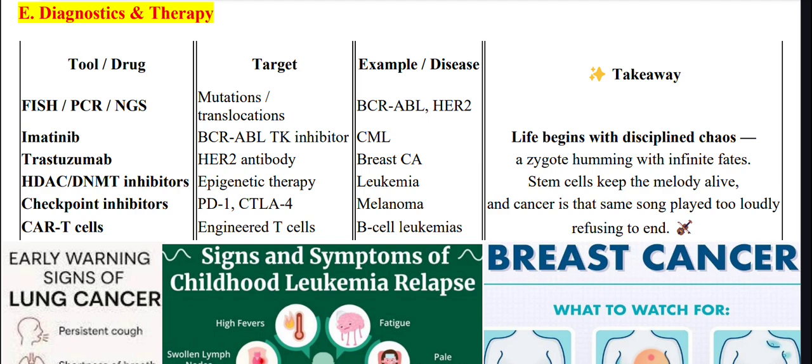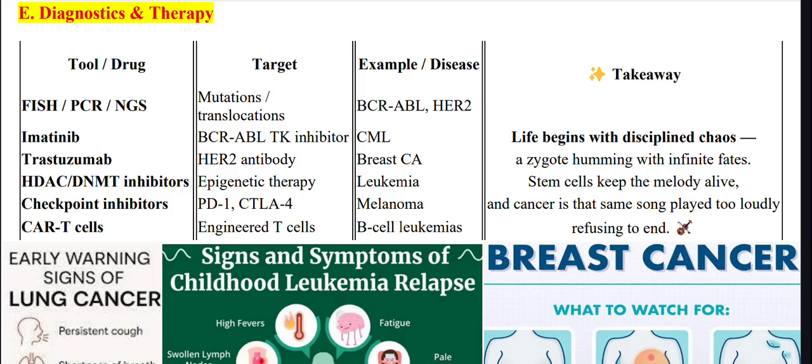Polymerase chain reaction, PCR, and especially next-generation sequencing, NGS, allow us to rapidly sequence tumor DNA or RNA to find specific mutations, like an EGFR or KRAS, or gene fusions, like the BCR-ABL translocation that creates the Philadelphia chromosome in chronic myeloid leukemia, CML. These molecular diagnostics identify the specific drivers in a patient's tumor. Identifying the driver then allows for targeted therapies. Let's review some key examples mentioned in the sources.